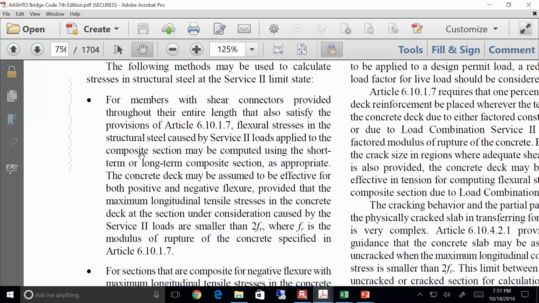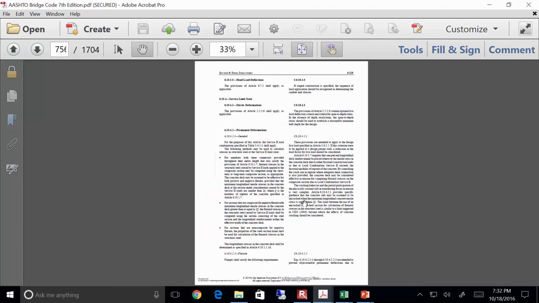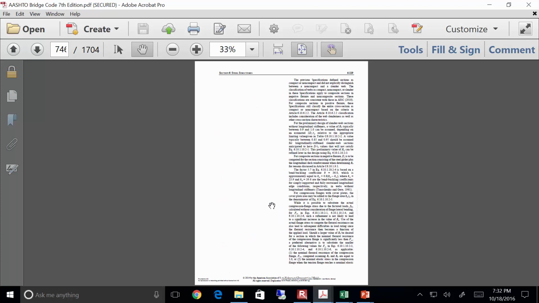However, we got to look at this. The concrete deck may be assumed to be effective for both positive and negative flexure, provided that the maximum longitudinal tensile stresses in the deck caused by service two loads are smaller than this, where F sub R is the modulus of rupture. So what we've got to do is we've got to determine what are the stresses in the concrete deck. Everybody okay with this? All right. So F sub R, modulus of rupture. And you folks who remember me from concrete design are going to get a little ticked off at me for what I'm about to do now.